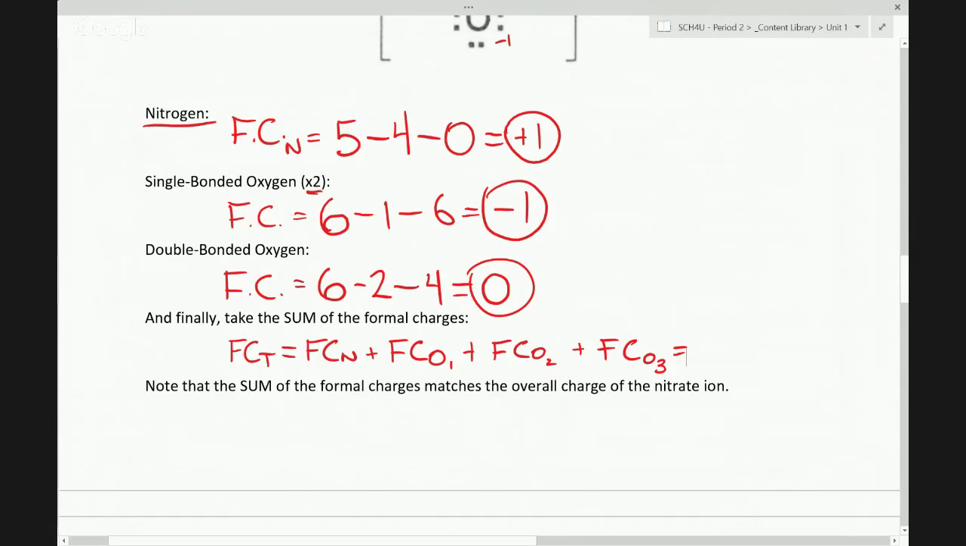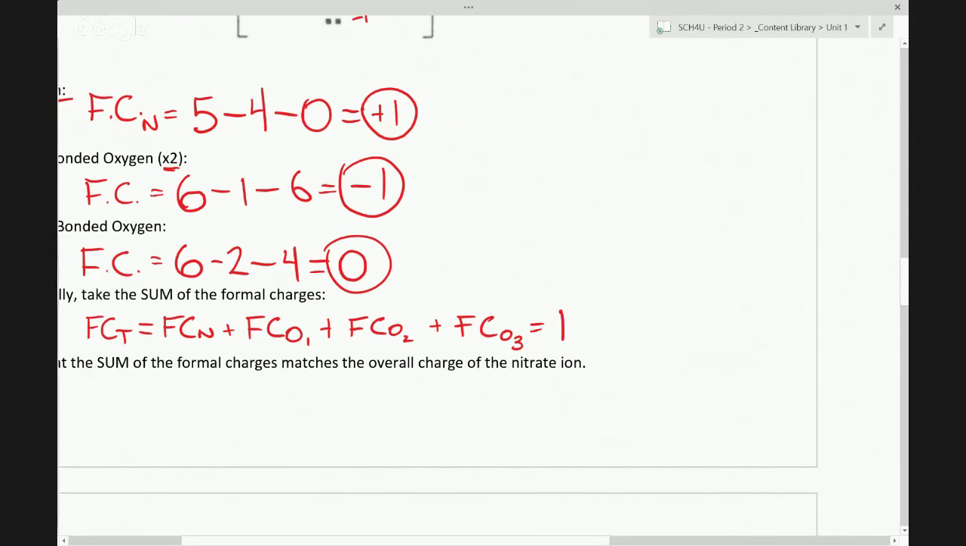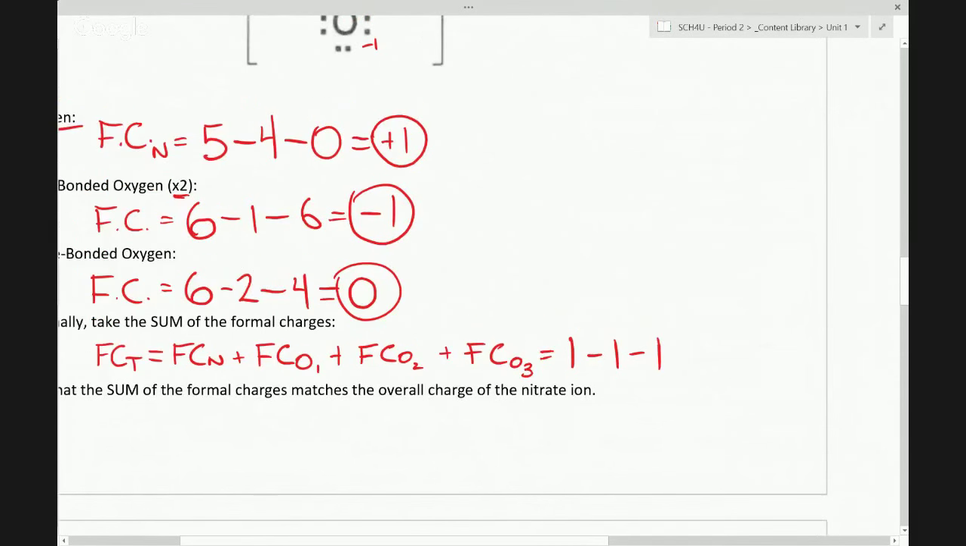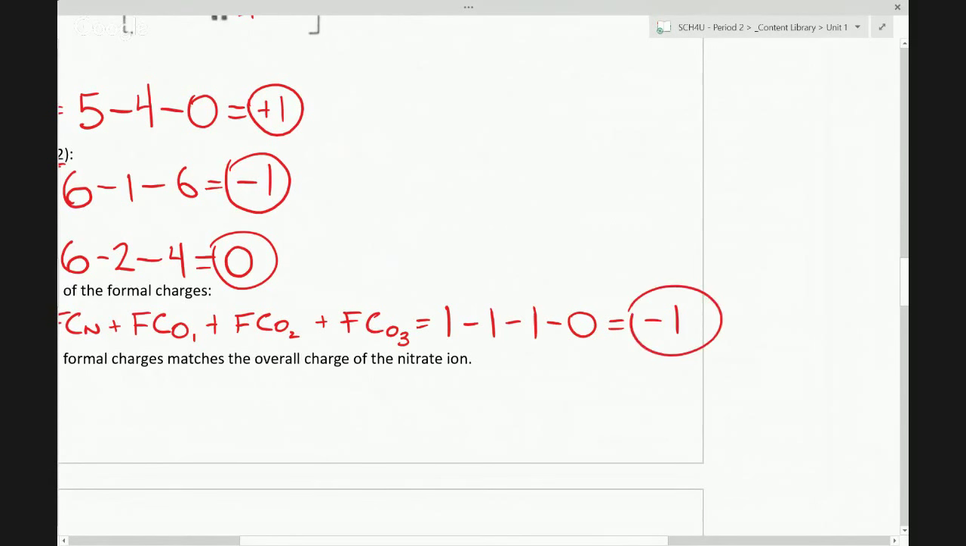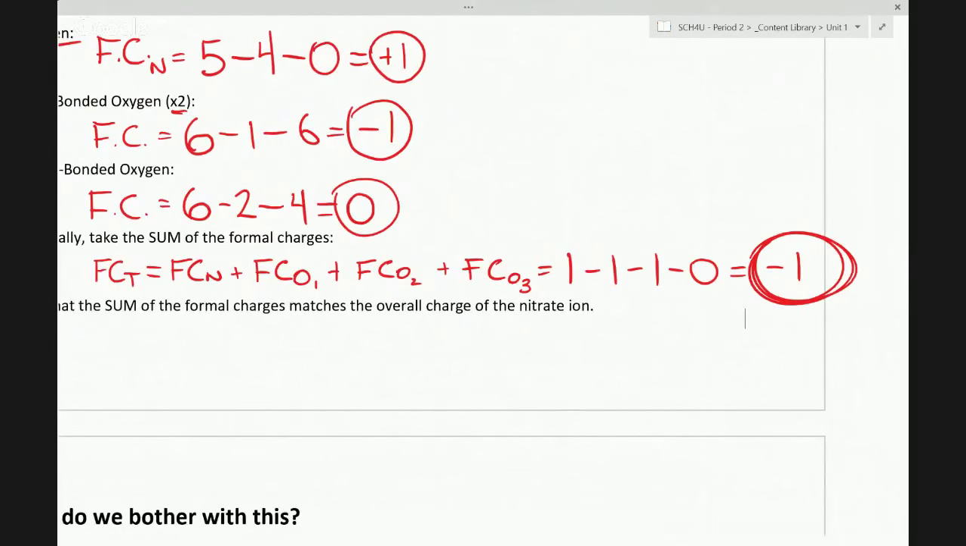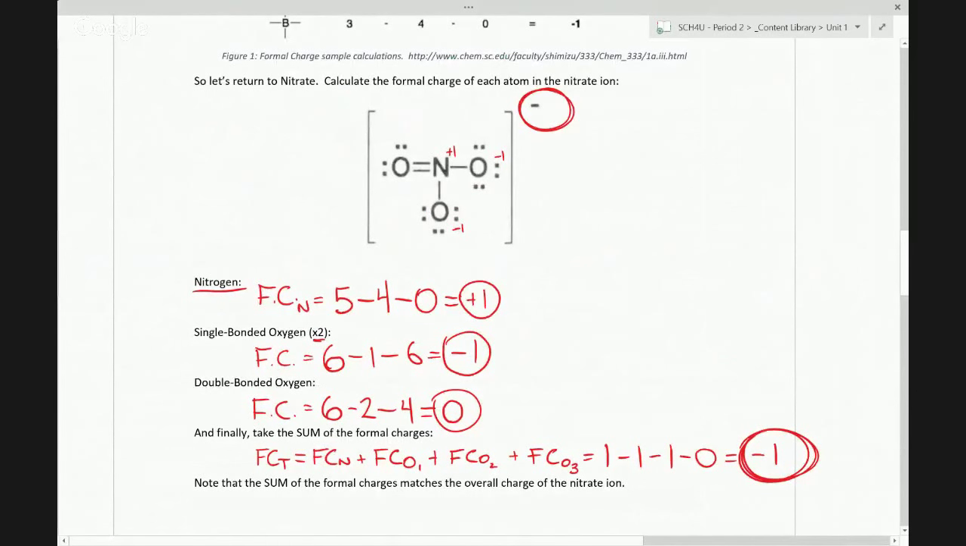And in this case, that means it's going to be 1 minus 1 for that oxygen, minus 1 for the second, because remember there's 2 of them, and minus 0 for the final oxygen. And when we do that, we get a total formal charge of -1. I just want to note that the sum of the formal charges matches the charge of the ion. And it has to, right?